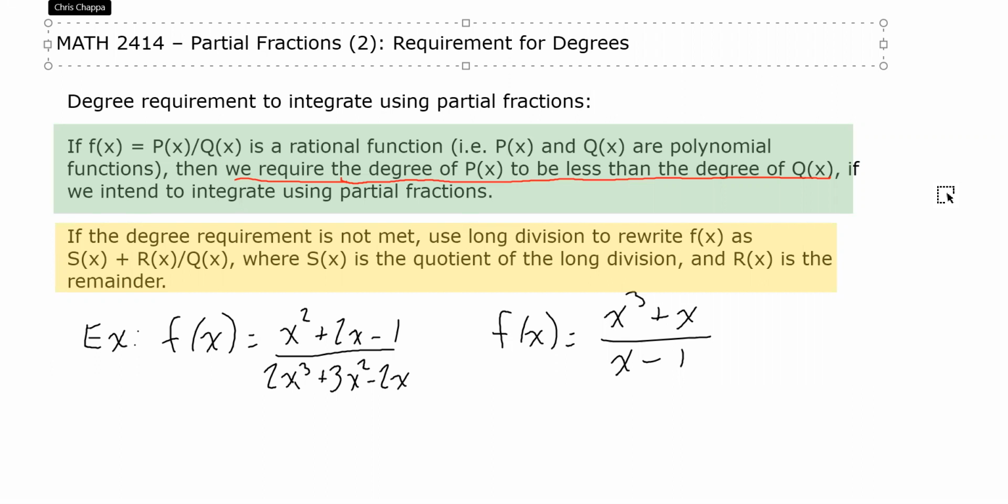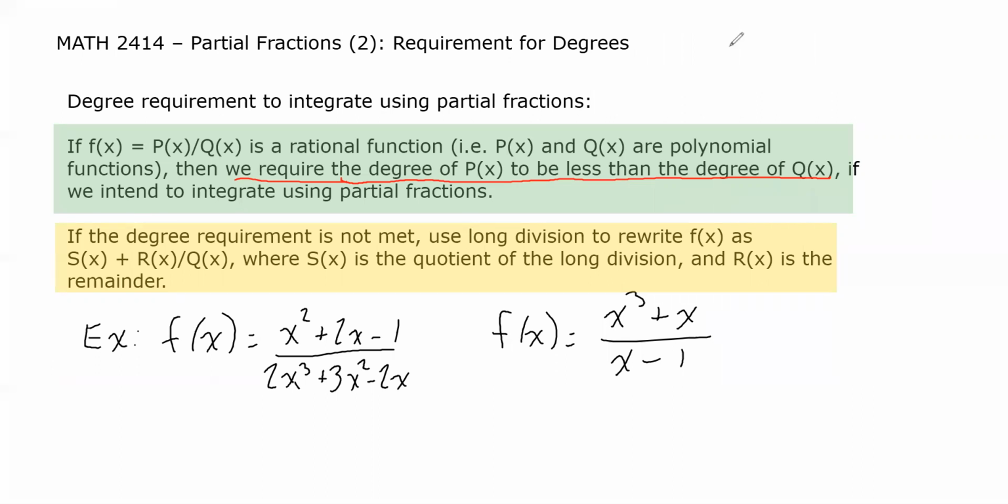Let's take a look at these two examples and see which one's ready. In the first one, f of x equals x squared plus 2x minus 1 over 2x cubed plus 3x squared minus 2x. If we compare degrees, the degree of the numerator is 2, whereas the degree of the denominator is 3. In this case, the degree of the top is less than the degree of the bottom, so this one meets the requirement. The bottom must have a larger power than the top.